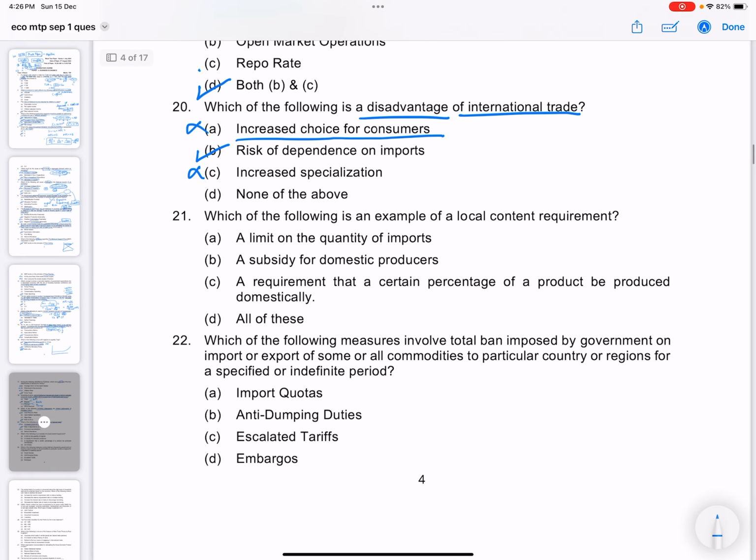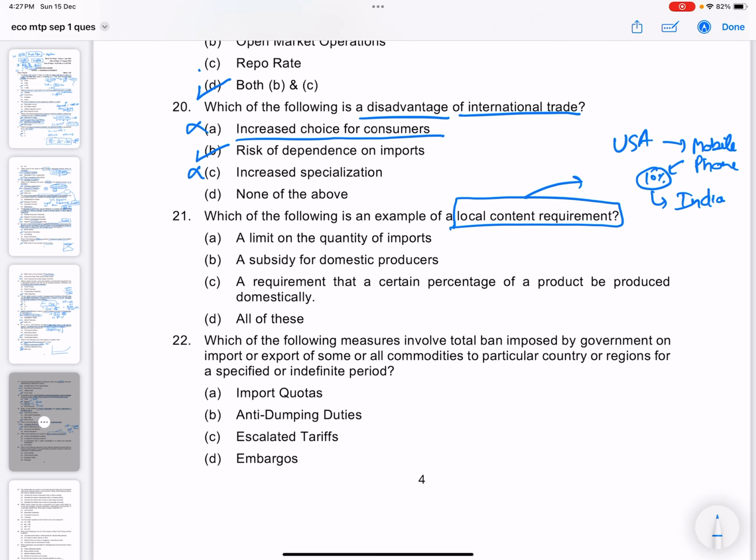Which of the following is an example of local content requirement? So this might be a new term. So local content requirement means, suppose USA is planning to start the production of mobile phones in India. Now the Indian government can put a local content requirement condition on it, that is 10% of the material should come from Indian firms. So this is a local content requirement condition. So this would make sense. A requirement that a certain percentage of a product be produced domestically. Okay.